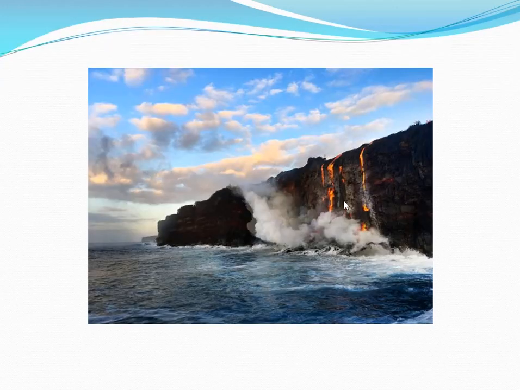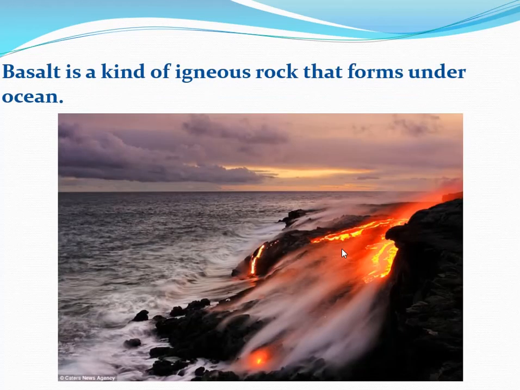Sometimes volcanoes, girls, erupt next to oceans. So when the lava falls into the water, it will cool down very fast. And we have an example of igneous rock that cools under the ocean, underwater. It's basalt. Basalt is a kind of igneous rock that forms under the ocean.